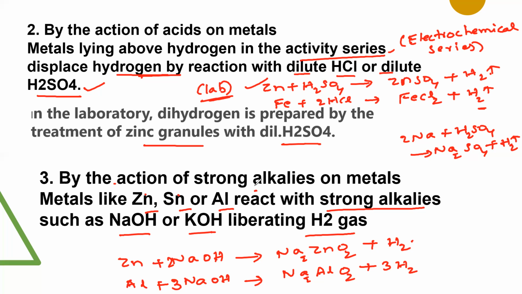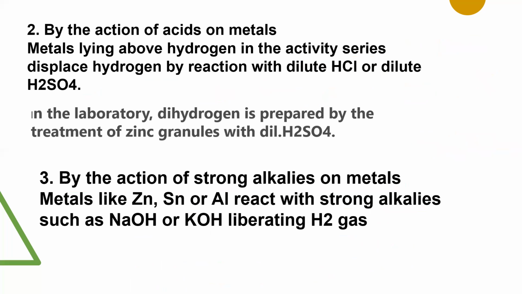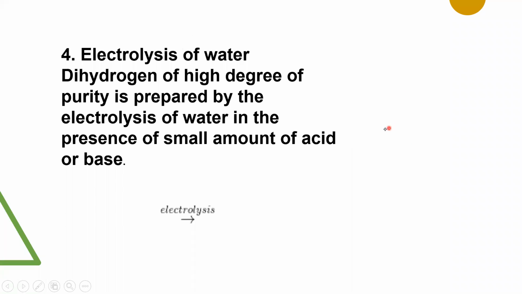So by the action of strong alkalis on metals, metals like zinc, tin, and aluminum react with strong alkalis such as sodium hydroxide or potassium hydroxide and liberate hydrogen gas. So this is the third preparation. Next, continuation. Now we are dealing with the preparation of hydrogen, dihydrogen.